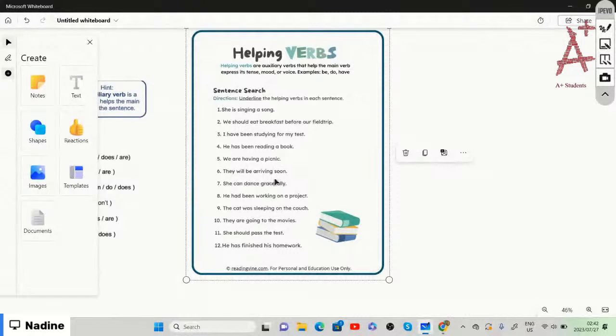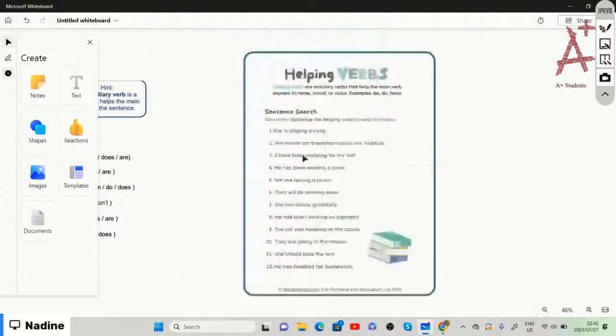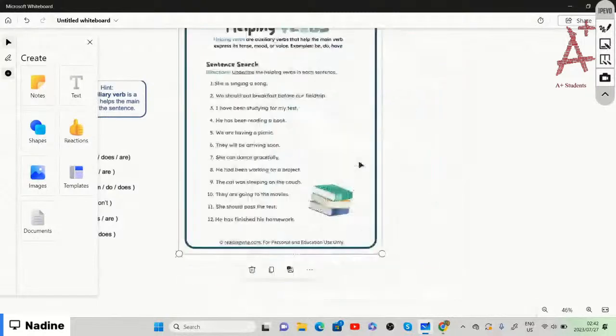They will be arriving soon. We need to select the helping verb. So will be is the helping verb, and our main verb is arriving. The main verb is arriving, and our helping verb is will be.